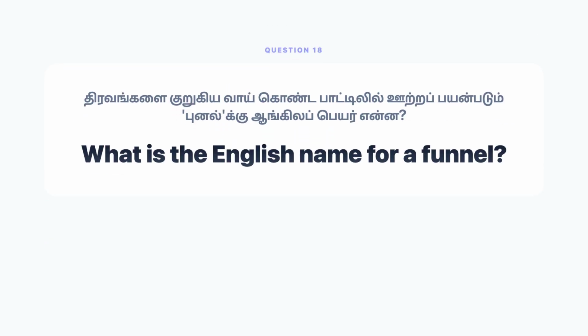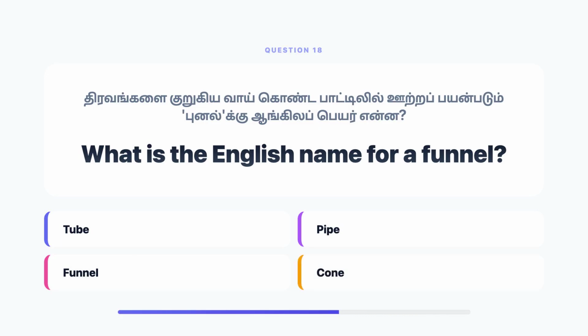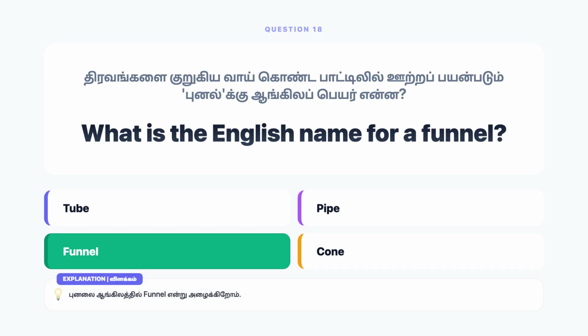What is the English name for a funnel? Tube, pipe, funnel, cone. And the correct answer is funnel. Excellent. You got it right.